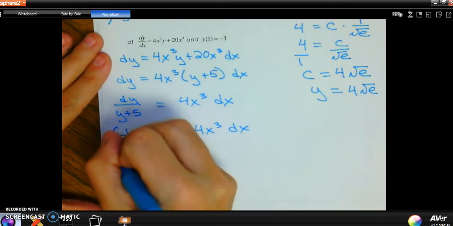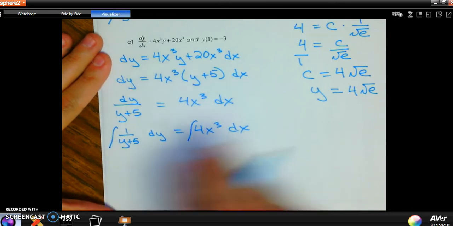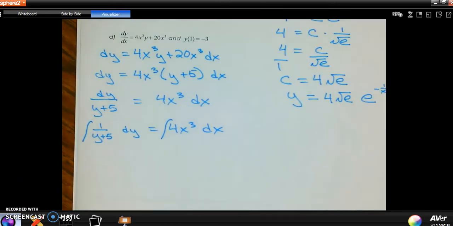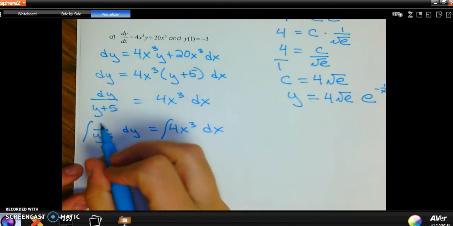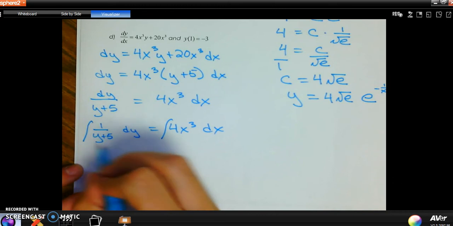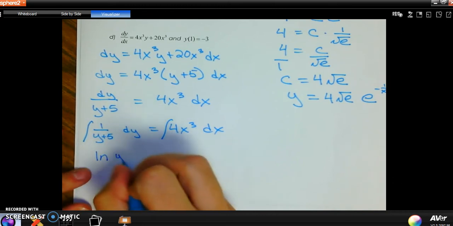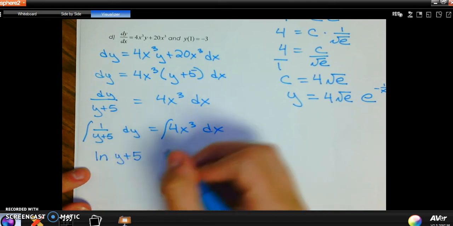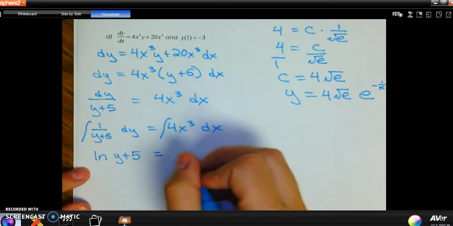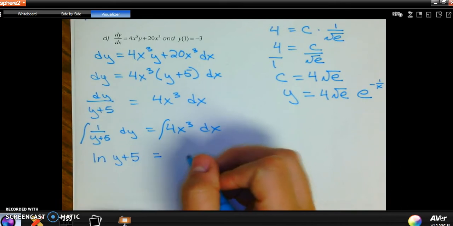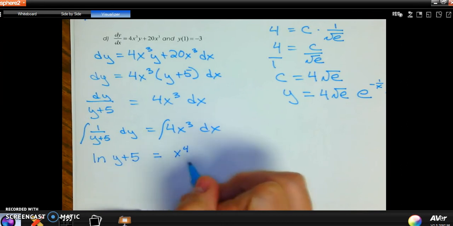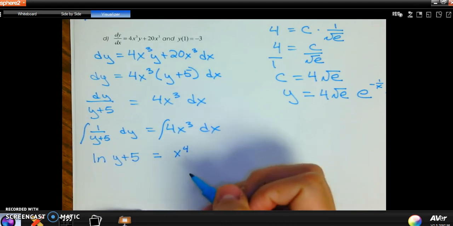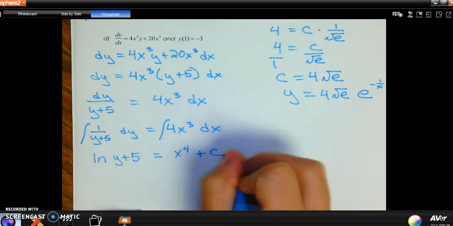Okay, so I'm going to integrate both sides, this side with respect to y and the other side with respect to x. The integration of 1 over the stuff, as long as the derivative of that stuff is just a 1, is going to be ln of y plus 5 equals the integration over here. You're going to add 1 to the exponent, and then when you divide by 4, that 4 and that 4 kill each other off. And then don't forget your plus c.